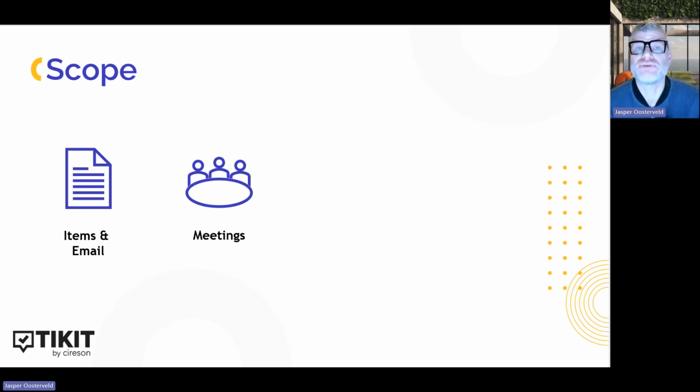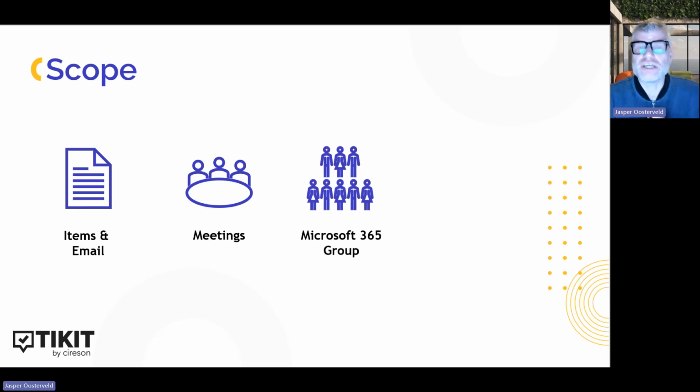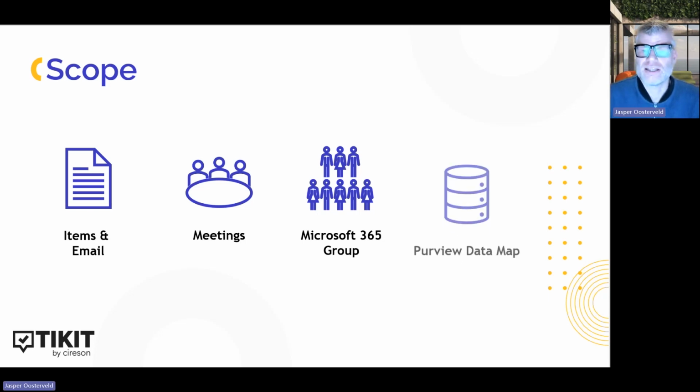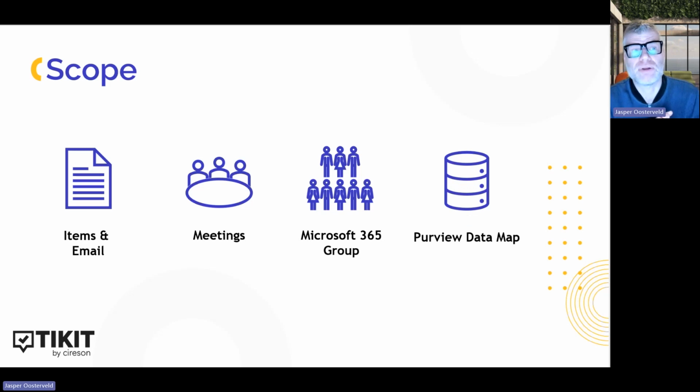You can also apply it to meetings. You do need the Microsoft Teams Premium license for this, but let's say you have that, you can apply a classification and protection to your meetings. You can also apply this to a Microsoft 365 group, so in the scope of this presentation, that will be a team in Microsoft Teams. And last but not least, you can also apply it to a Purview data map. That is the right side of the Purview slide I showed you, so this can be SQL data, for example.